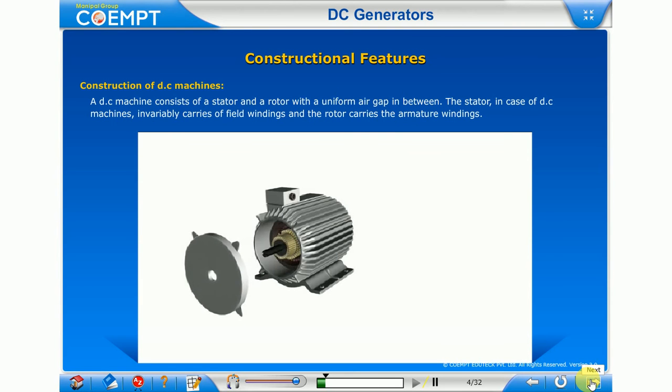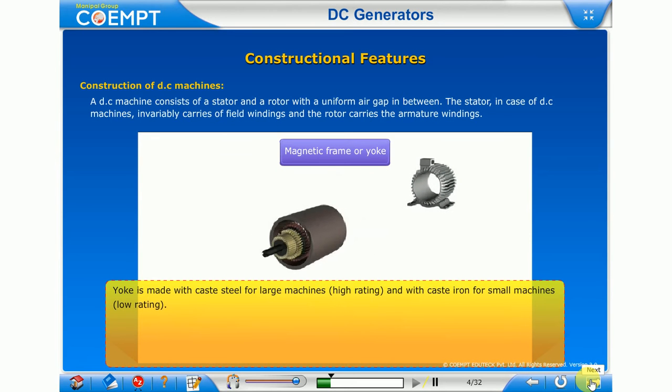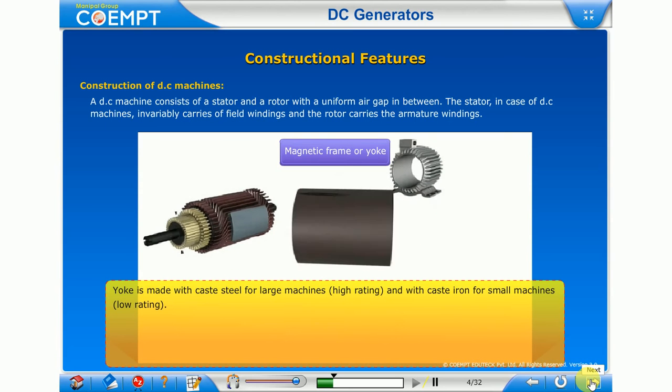Magnetic frame or yoke. Yoke is made of cast steel for large machines of high rating and with cast iron for small machines of low rating. It acts as a protecting cover for the entire machine. It gives the mechanical support to the field poles. It provides the return path for the magnetic flux.